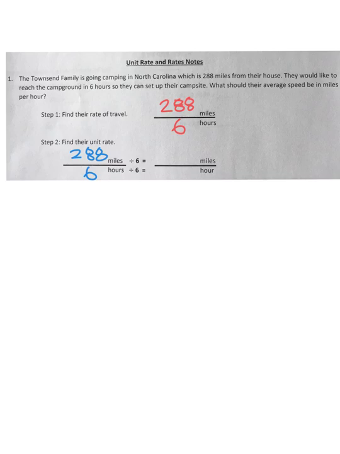Our second step is to divide both the numerator and the denominator by what our denominator is. So in this case, we're dividing by 6. See, I already wrote it for you, because that's what our denominator is. So we need to do 6 divided by 6, which will get us 1 hour. And then we need to do 288 divided by 6 to get our new numerator.